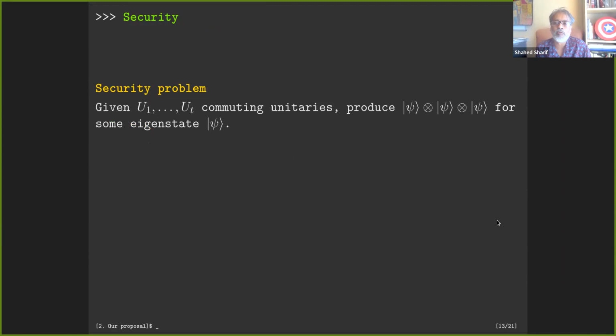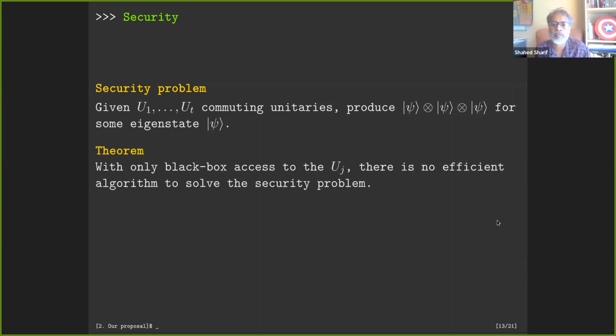Okay, so for security, I mentioned that we want to make sure that counterfeiting is not possible. We reduce to the following security problem, which is a triplicate eigenstate problem. Given the commuting unitaries, can you produce a triple tensor product of an eigenstate with itself? So in the minting procedure, we actually produce a double tensor, but somehow producing a triple tensor is much harder than producing a double tensor. And that's really what the security boils down to. So we show that the security depends on this problem.